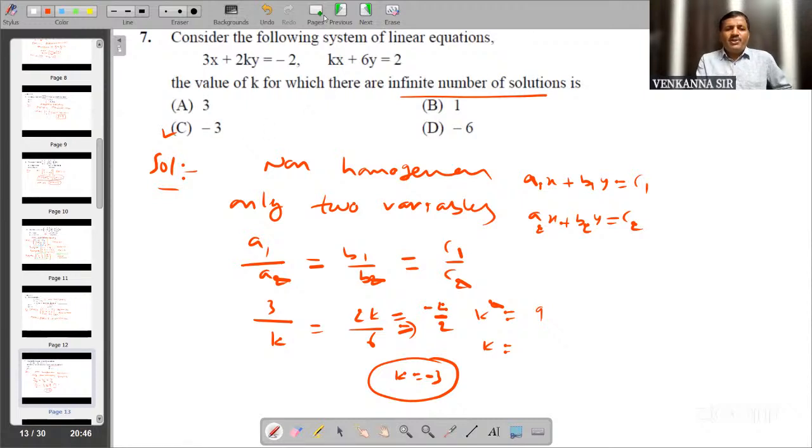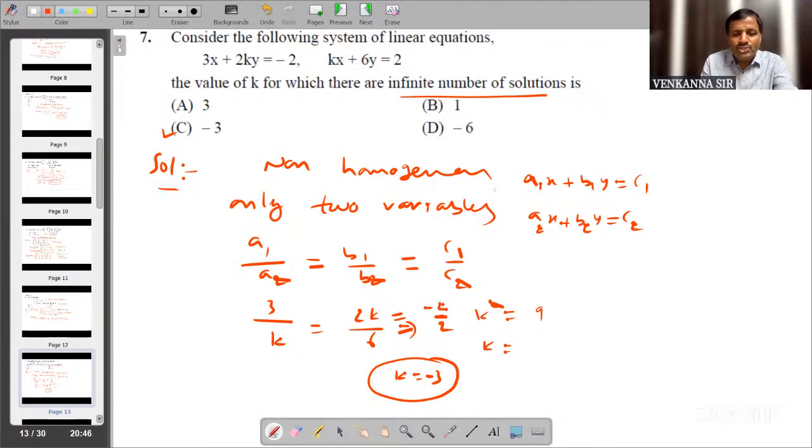Some of you responded option A. Option C is the correct answer. Please correct your answer. It is asking for an infinite number of solutions. For an infinite number of solutions, all are equal symbol. If this is the not equal symbol, no solution. If these both are not equal, that is the unique solution. Is this clear to all of you? Everybody understood?